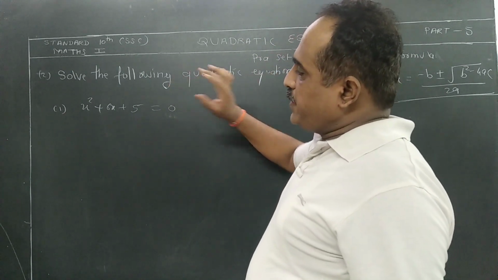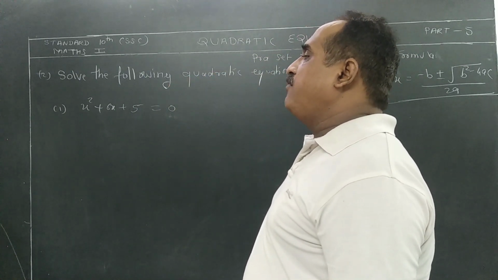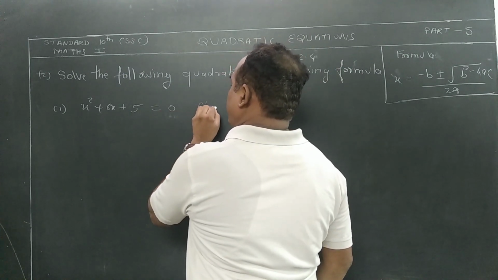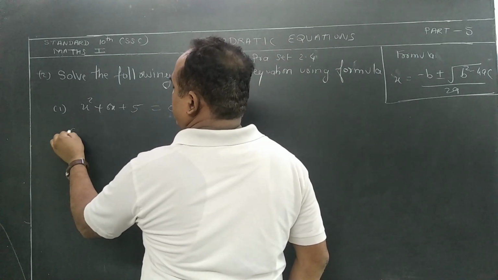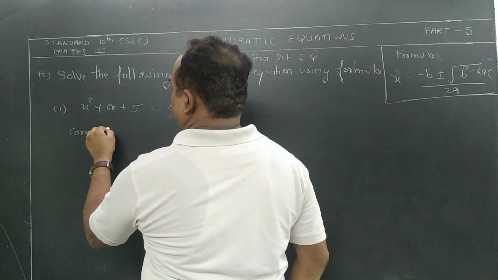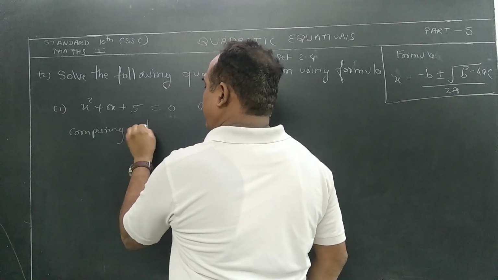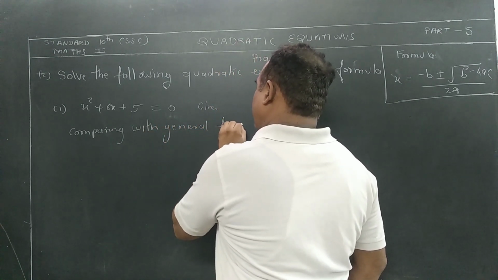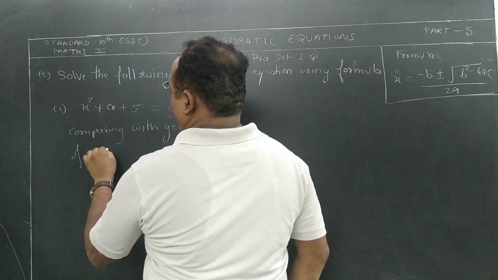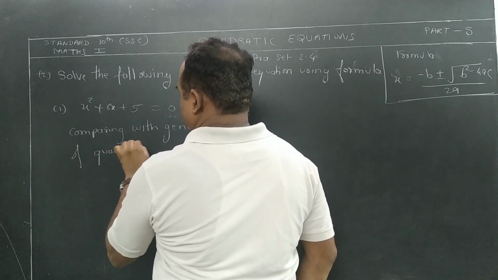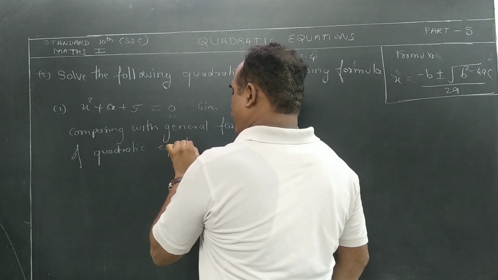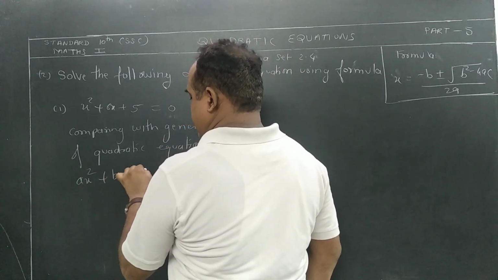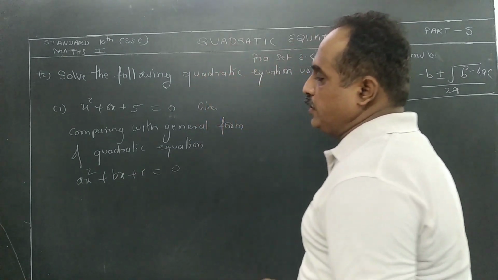First, represent the equation and check whether it is in general form or not. If it is in general form, write down that given. Then what would I write? Comparing with general form of quadratic equation. What is the general form of quadratic equation? Ax square plus bx plus c is equal to 0.